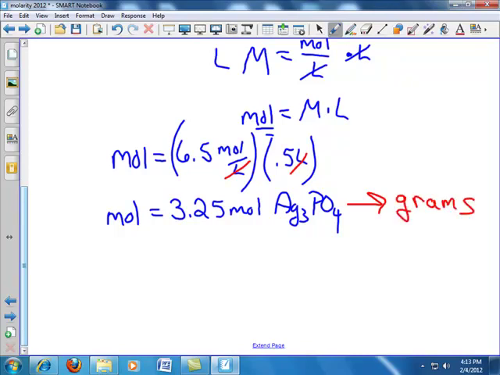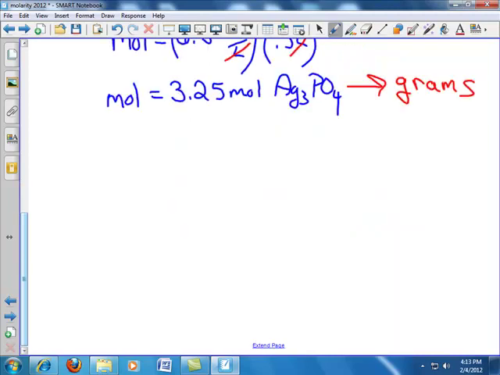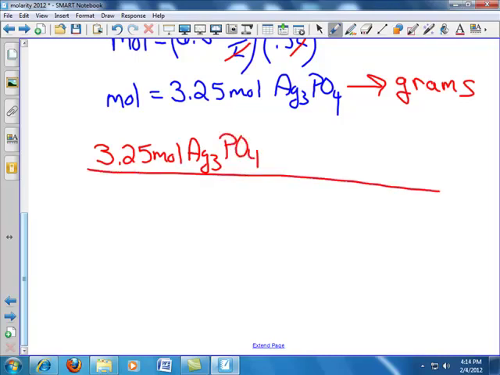Well, that's what we were doing 2 worksheets ago. We were taking moles and changing them into grams. So I just need to remember how to do that. The way to do that is I take 3.25 moles of Ag3PO4 and I multiply it by the molar mass, where I put the number of grams of Ag3PO4 up here, all over 1 mole.